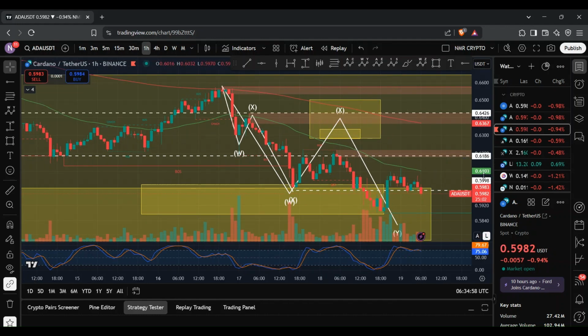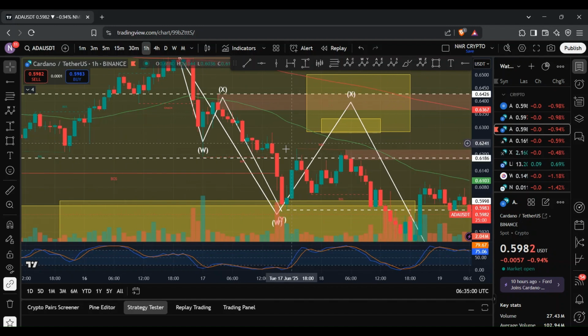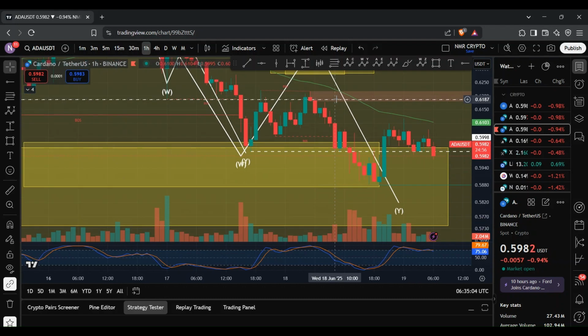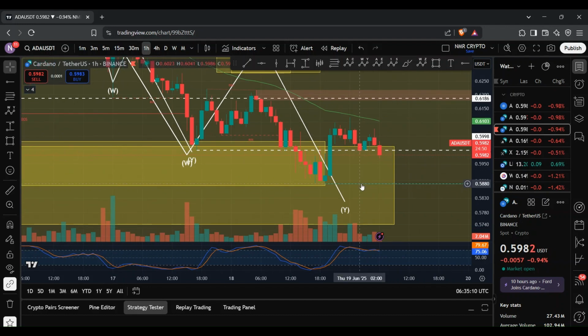But as you can see, we ended up having a double top scenario that played out, where we essentially got rejected at the 50 EMA level, which then led to this move to the downside, where we also broke this local low at 59.98 cents. And that then further confirmed that we were on a bearish trend.